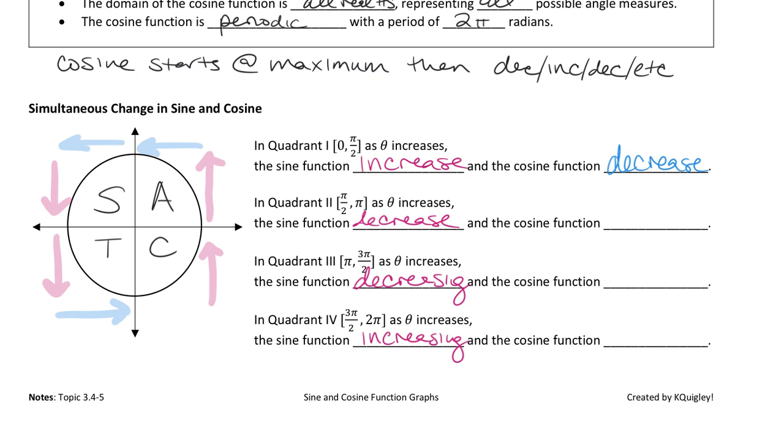And what's happening with cosine? What's my vertical displacement doing? Increasing. I just realized I didn't write these words this whole time.